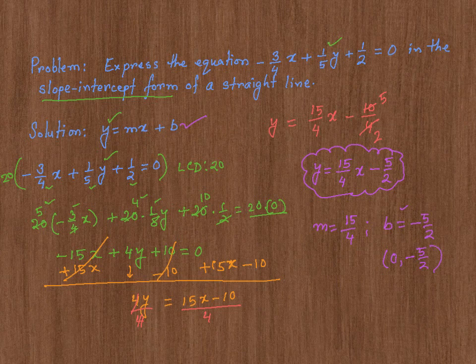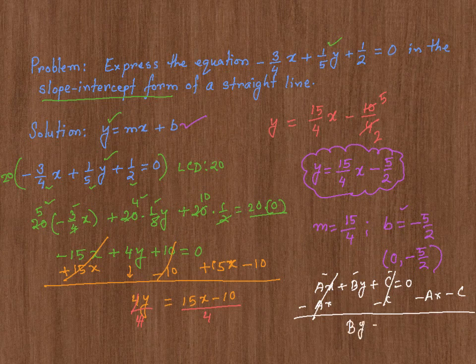Generally, if you are given an equation in this form, ax plus by plus c is equal to 0, where a, b, c are constants, you just solve for y. You subtract ax from both sides, and subtract c from both sides. Then on the left hand side, these cancel out. That gives you by is equal to negative ax minus c.